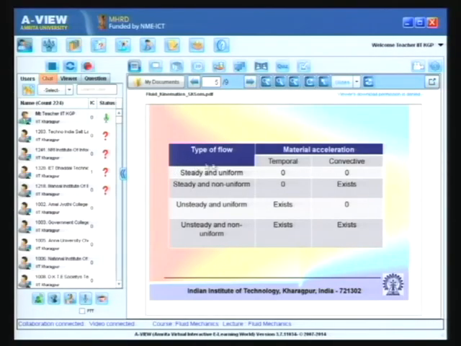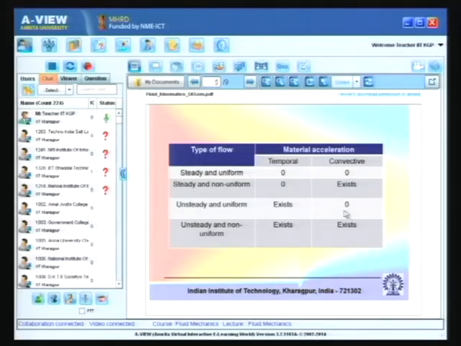You see that in a steady and uniform flow, as I told earlier, the temporal acceleration is zero and the convective acceleration is zero, so there is no acceleration. That means if the flow is totally uniform and there is no change with time, there is no acceleration. Then unsteady and uniform flow exists, where the temporal acceleration is there, because the flow is unsteady. At any location the velocity changes with time, and therefore convective acceleration is zero because the flow is uniform. So, it has acceleration because of temporal acceleration.